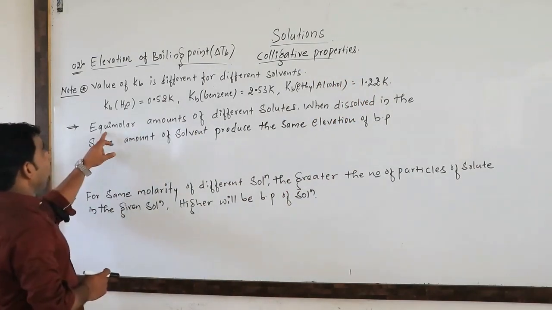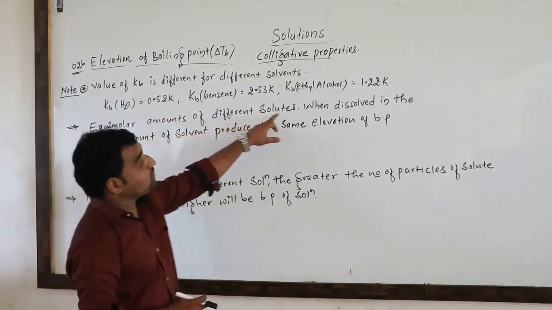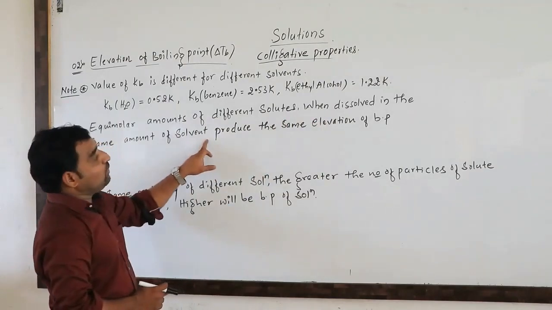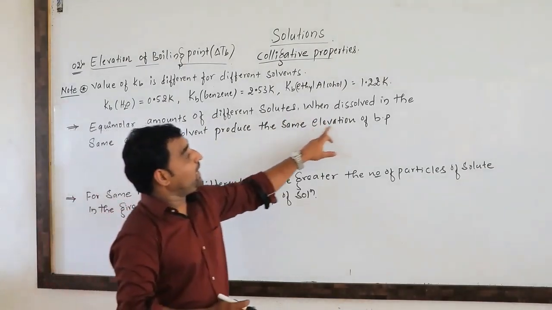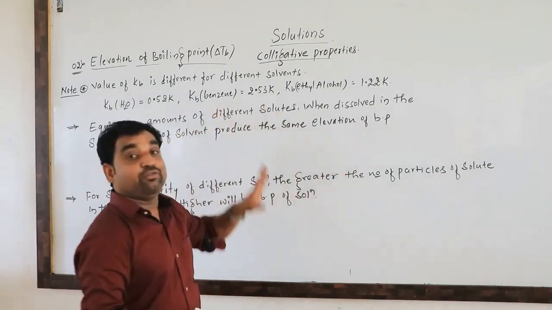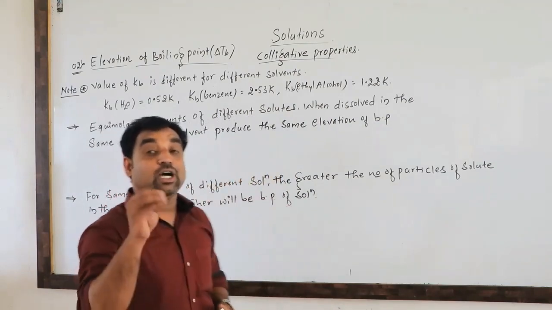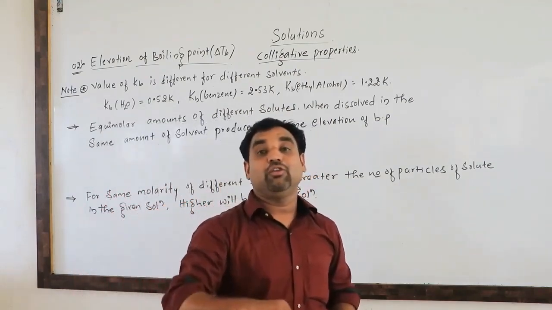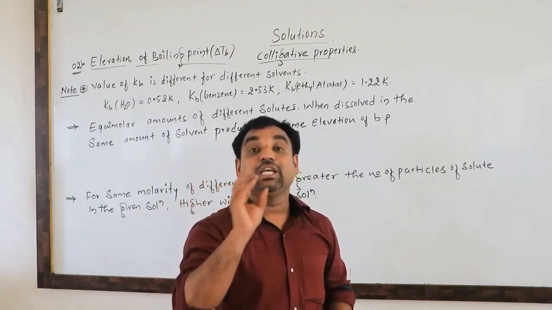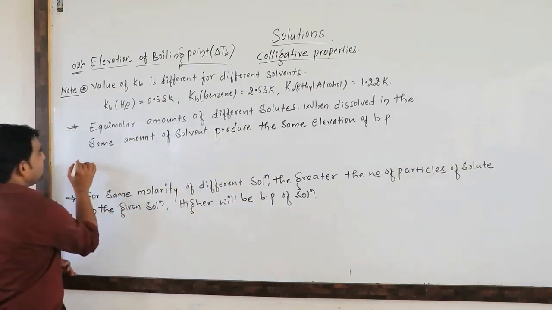Now, one more point you can remember: equimolar amounts of different solutes, when dissolved in the same amount of solvent, will produce the same elevation of boiling point. What it means? If the same number of moles of different solutes are dissolved in the same amount of a solvent, the elevation of boiling point in all the cases will be equal. You can take any different solutes.